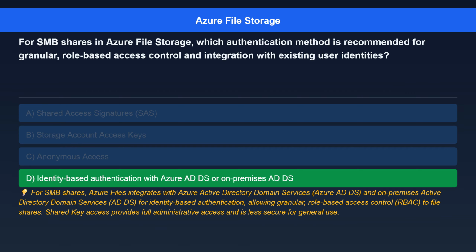The correct answer is Identity-Based Authentication with Azure ADDS or On-Premises ADDS. Here's the explanation. For SMB shares, Azure Files integrates with Azure Active Directory Domain Services, Azure ADDS, and On-Premises Active Directory Domain Services, ADDS, for identity-based authentication, allowing granular, role-based access control, RBAC, to file shares. Shared Key Access provides full administrative access and is less secure for general use.